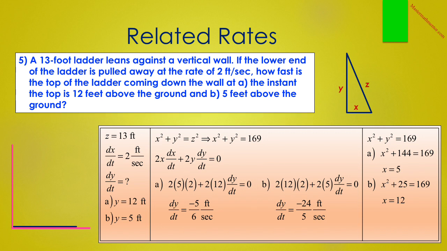For part B, we can use our same equation, 2x dx/dt plus 2y dy/dt is equal to 0, but now we know that y is 5, and therefore we end up getting x squared plus 25 is equal to 169, and that gives x is equal to 12. So we go back to our equation and plug in, and we get 2 times 12 times 2 plus 2 times 5 dy/dt is equal to 0, and now dy/dt is equal to negative 24/5 feet per second. Notice that in both cases dy/dt is negative because y is getting smaller. The top of the ladder is getting closer to the ground.